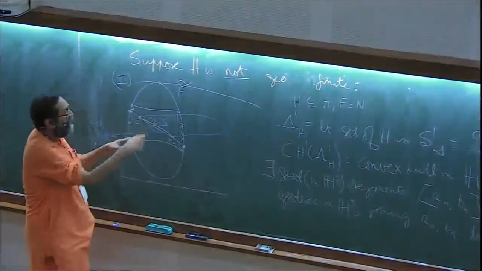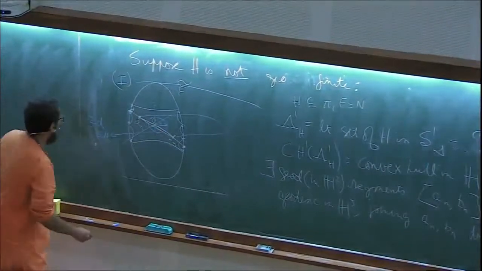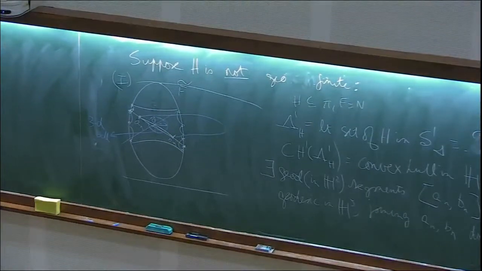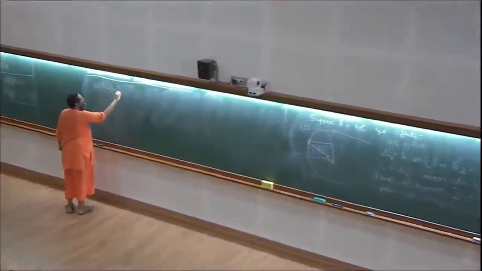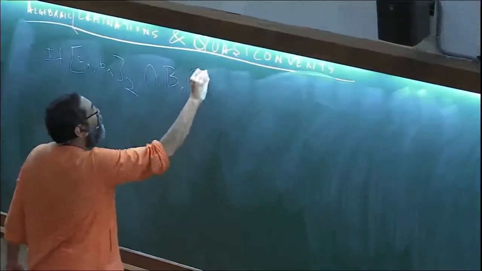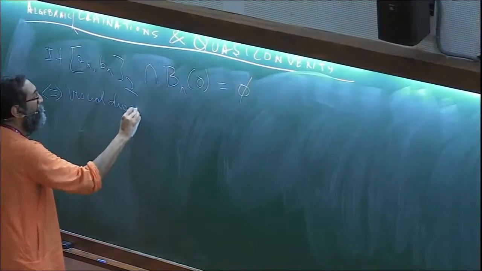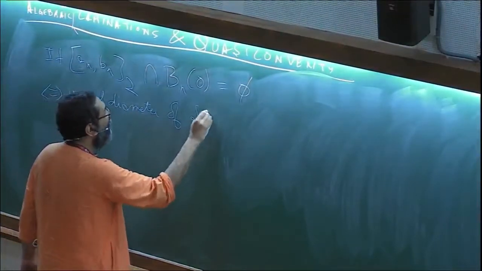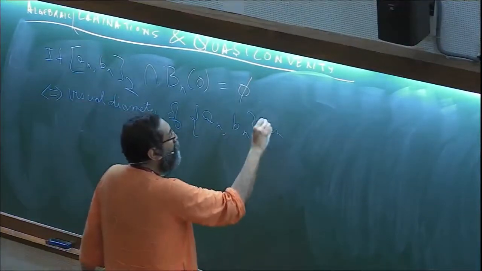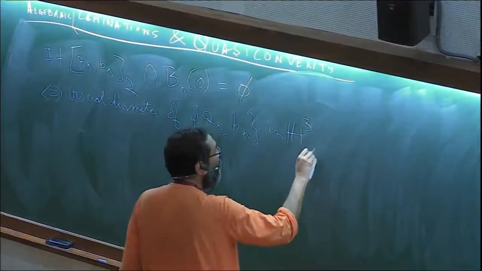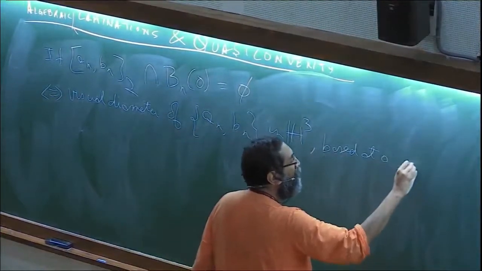You have this A_n and B_n, and you have a geodesic joining them which lies outside a large ball. Which means that the geodesic realization in hyperbolic 3-space intersects the ball around O in the empty set. This is more or less equivalent to the visual diameter of this pair of points A_n, B_n in H^3, based at O, being e to the power minus n.